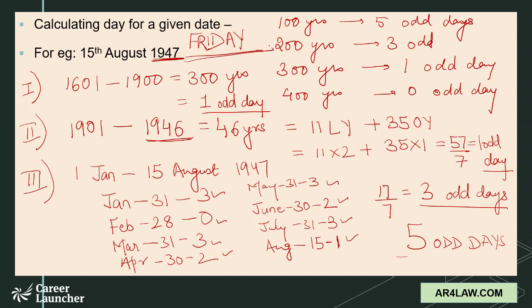Because in calendars our weeks start from Monday. So if I get 1 odd day, it has to be a Monday. If I get 2 odd days, it has to be a Tuesday, and so on and so forth. So 5 odd days would mean this particular day was a Friday. Now this was a conventional method. I'm sure most of you know this method.